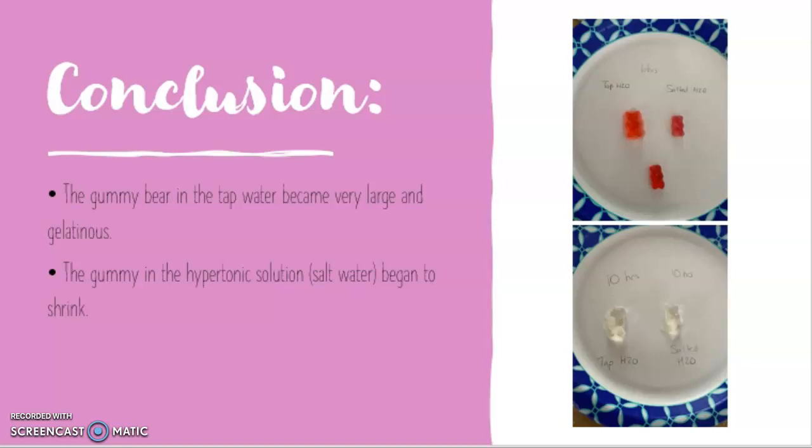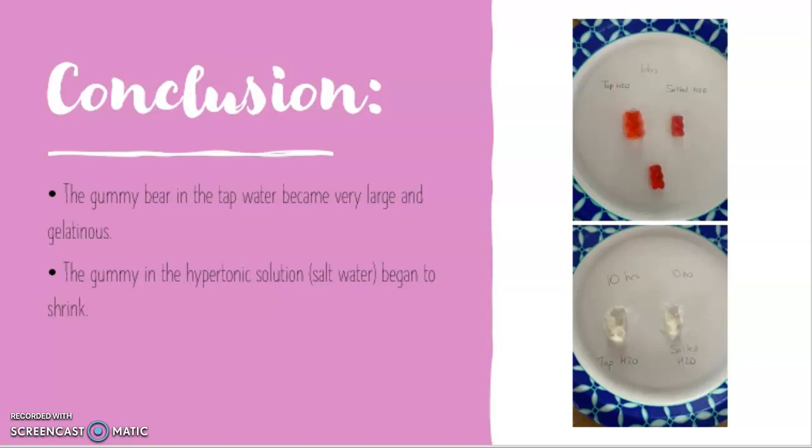Initially, the gummy bear had a low concentration of water in comparison to the solution of water, and then to create the equilibrium in this hypotonic solution, the water needed to flow into the gummy bear, which then causes it to swell, get larger, and get very gelatinous.